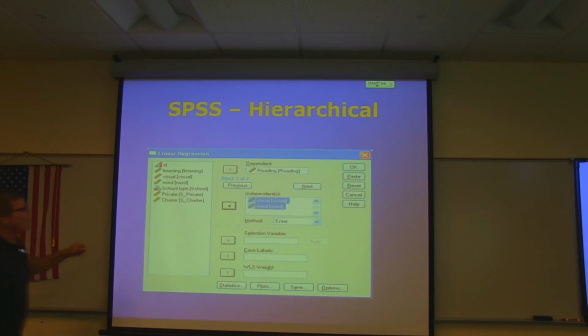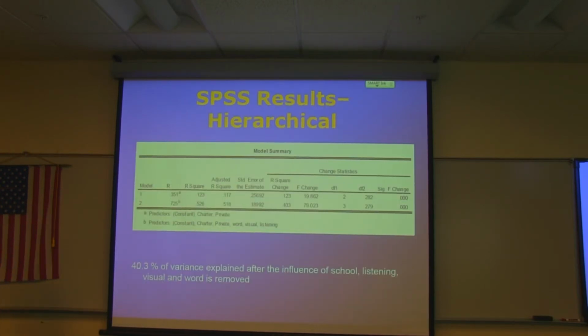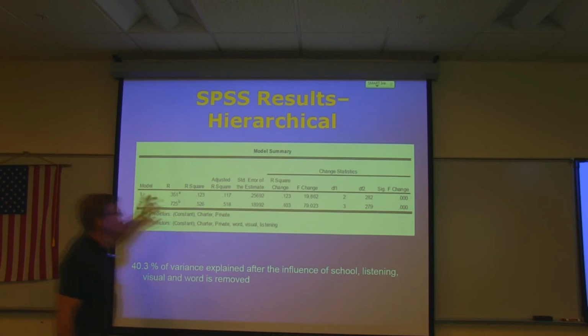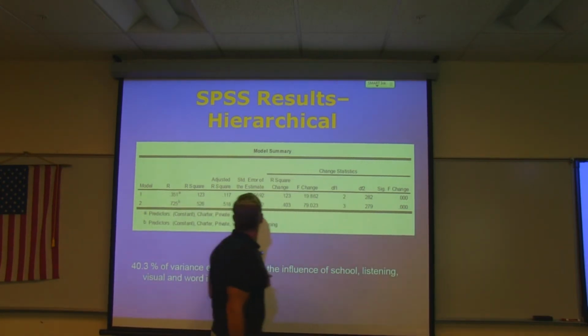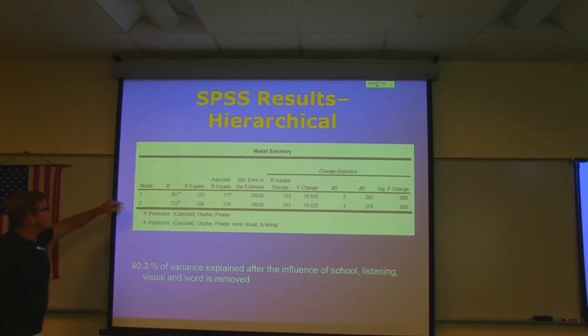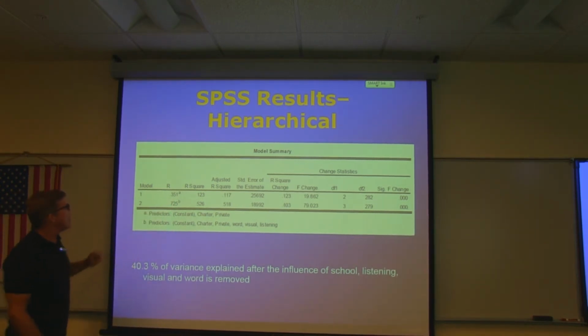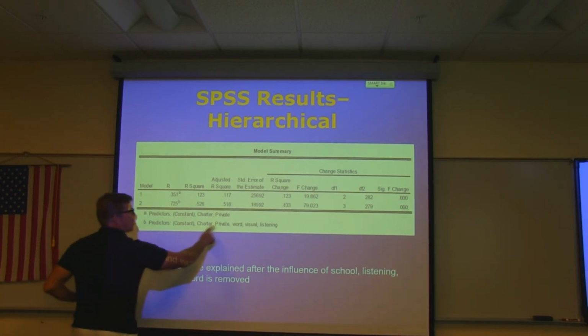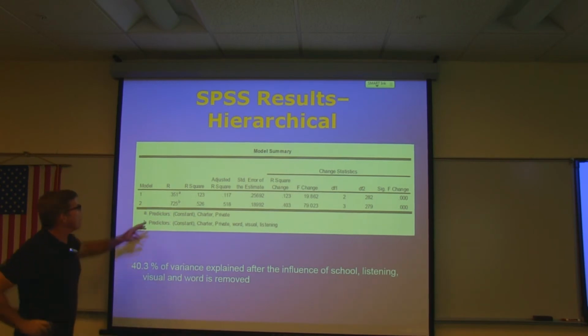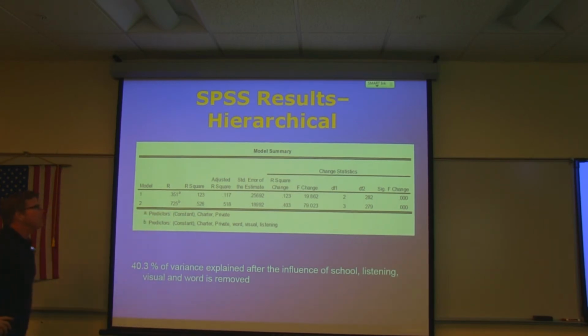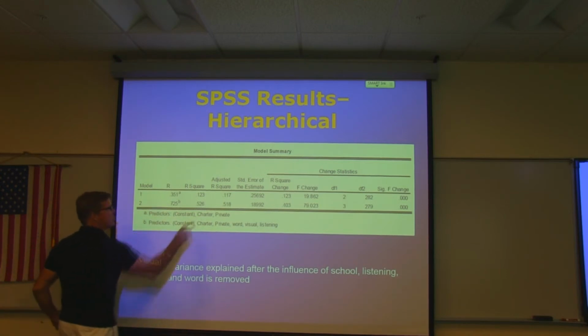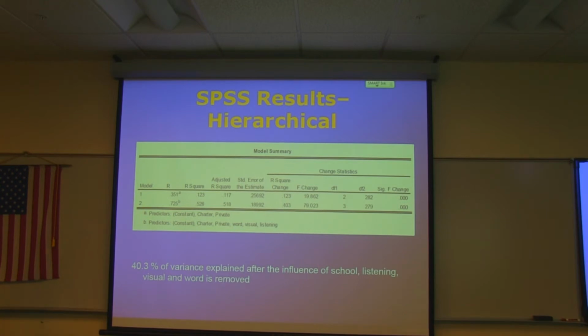We see our screen. We bring the variables over, and we have the models. Now you see a lot of similarity with what's going on here. And again we have a couple of significant models. Model 2 appears to be more predictive than Model 1. So the independent variables charter, private, word, visual, and listening combined together appear to be a bit more predictive than the model that just contains charter and private. Now again, these variables were entered by the researcher. Hierarchical regression.